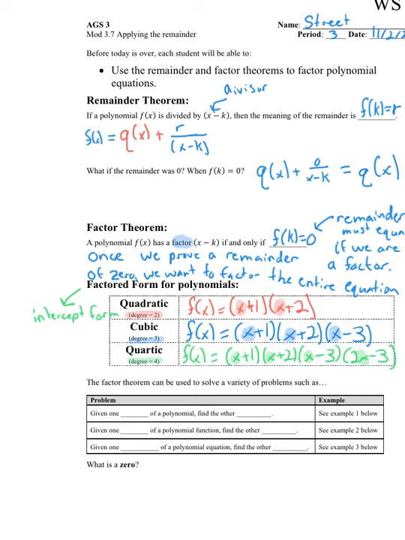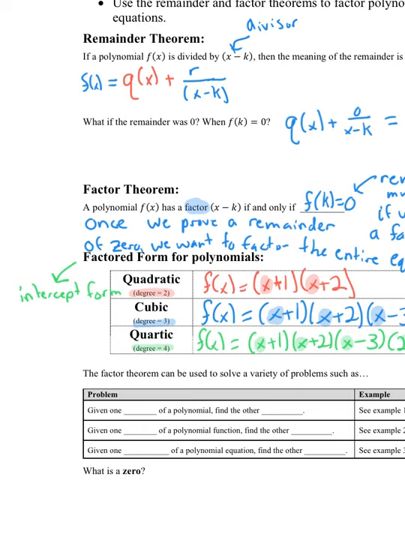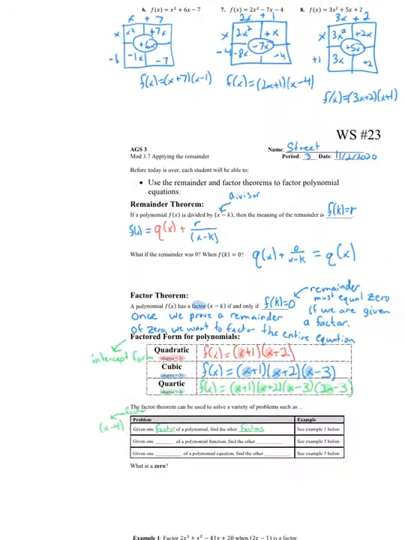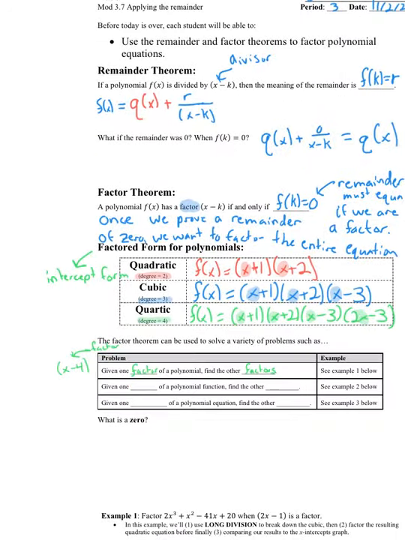For example, if we are given one factor of a polynomial, we might be asked to find the other factors. A factor might look like x minus 4. That's a factor. Just an example of what a factor looks like. Example 1 below will be an example of factored form as well.